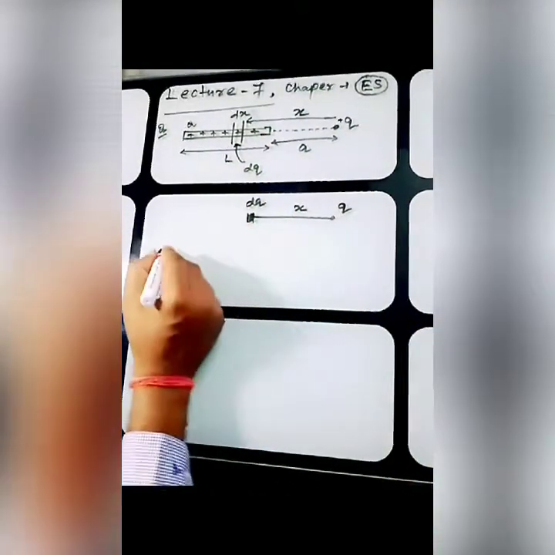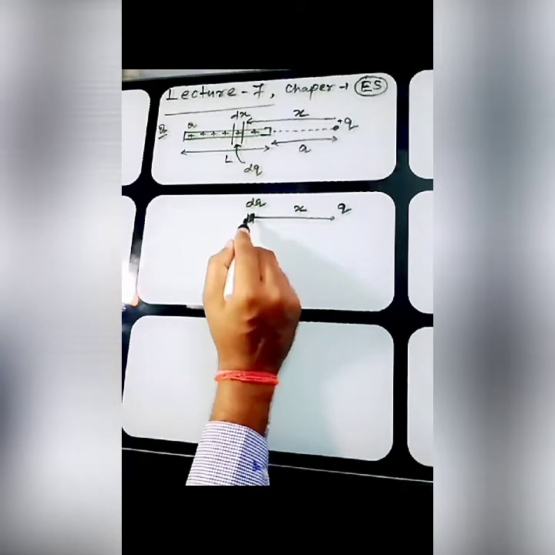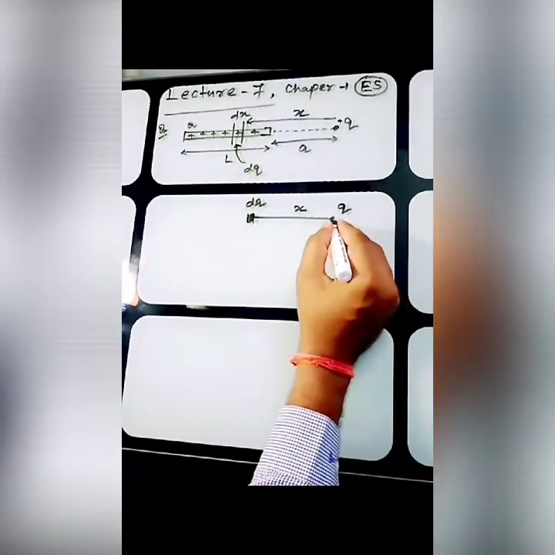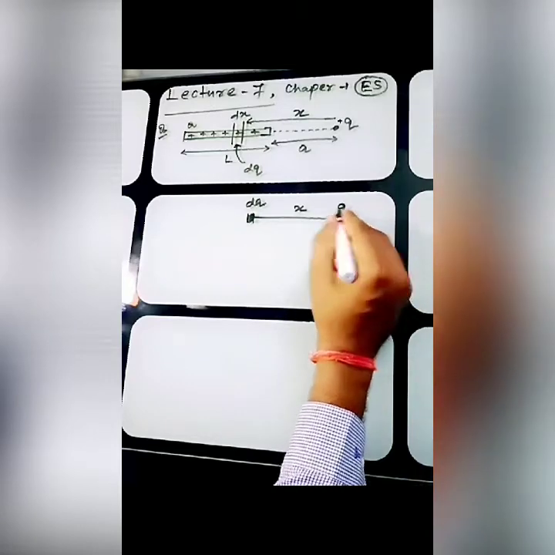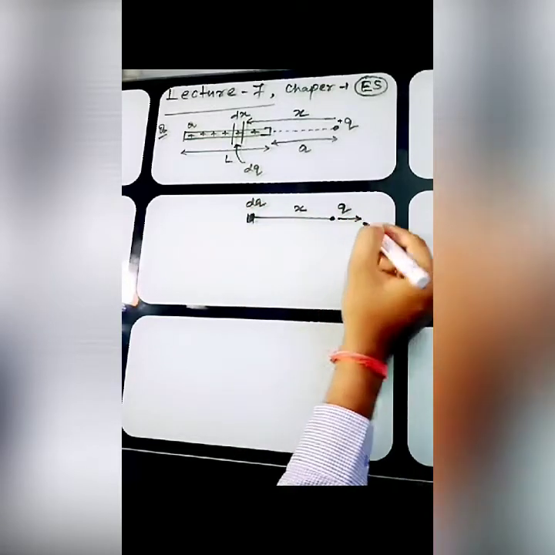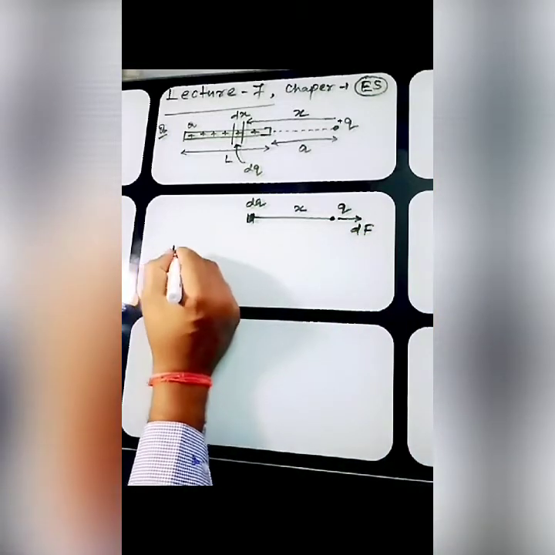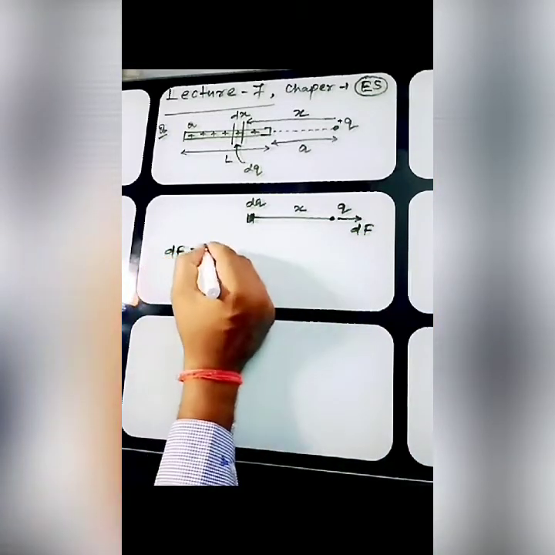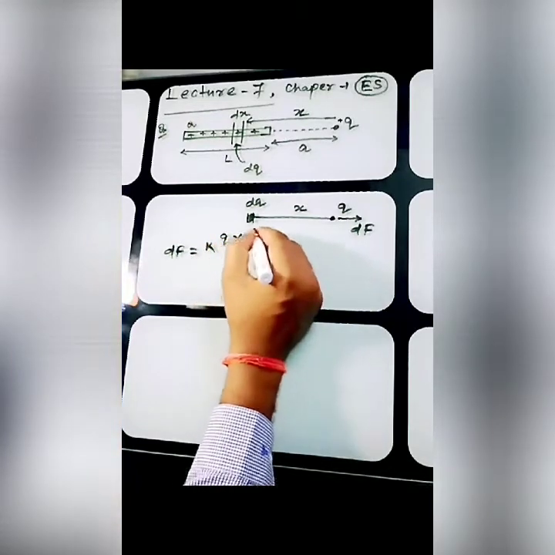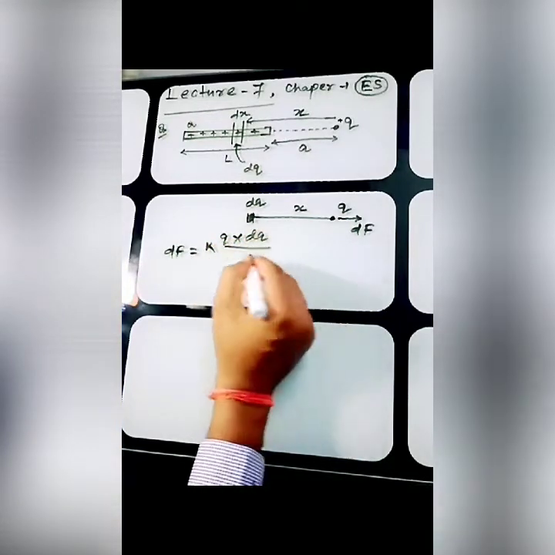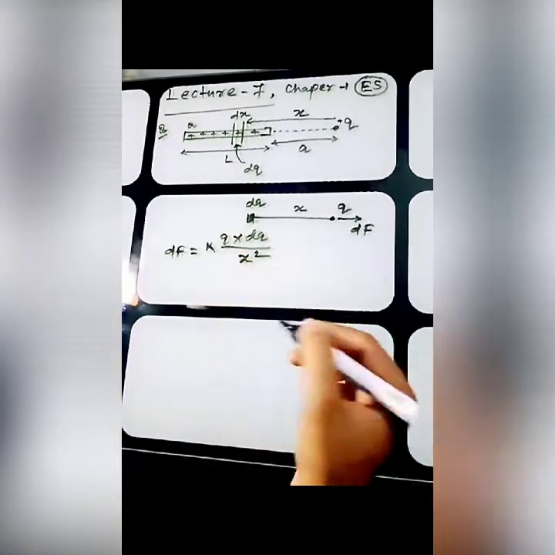Now we can write the force. Since this charge is very small, the force on it will be small. Since both are positive, the force will be in this direction, and we can write dF. Using Coulomb's law, dF equals k q1 q2 divided by the separation squared, which is x squared.